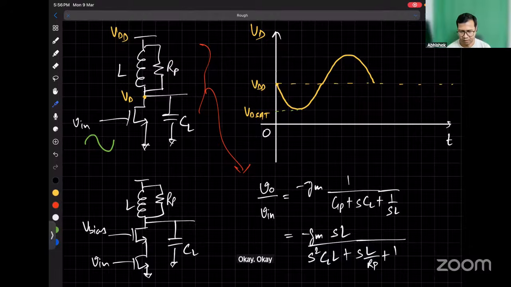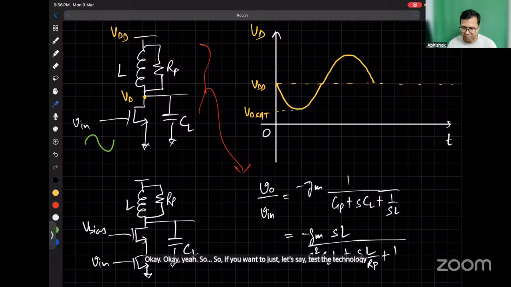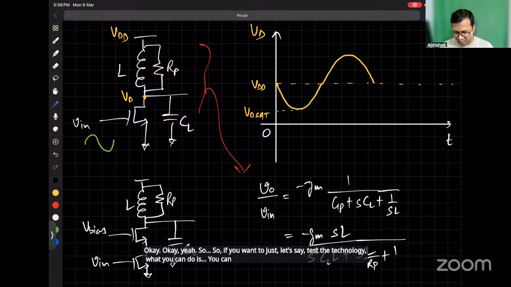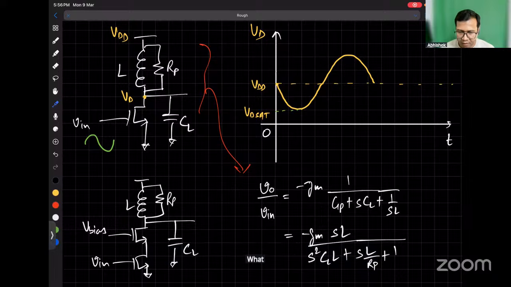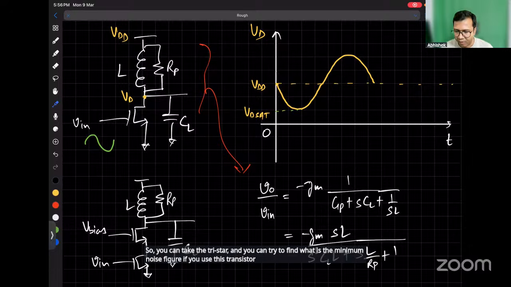Okay, yeah. If you want to just test the technology, let's say you have access to Cadence or ADS or a Mentor Graphics based simulation flow. What you can do is find something called NF-min. You can take the transistor and find the minimum noise figure if you use this transistor by sweeping the biasing. So you don't have to design the entire LNA.